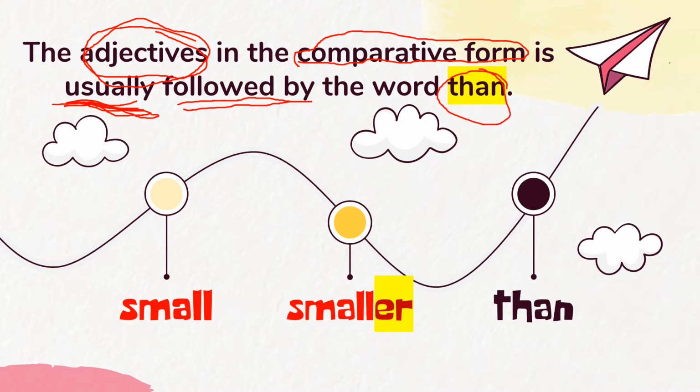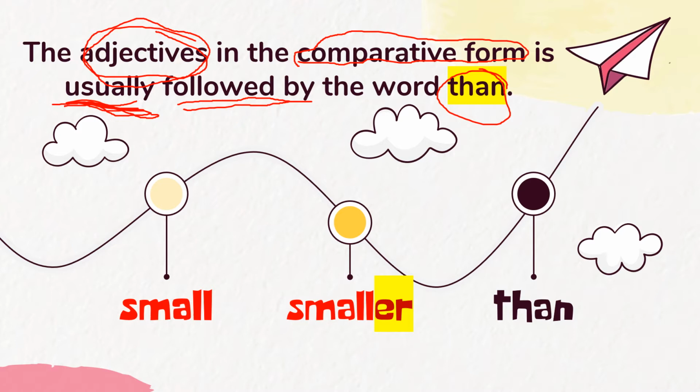90% of the sentences that use the comparative form, the adjective's next word will be the word than. 90%, not all. There are a few special cases that maybe do not use the word than. But 90% yes, they are using the word than.